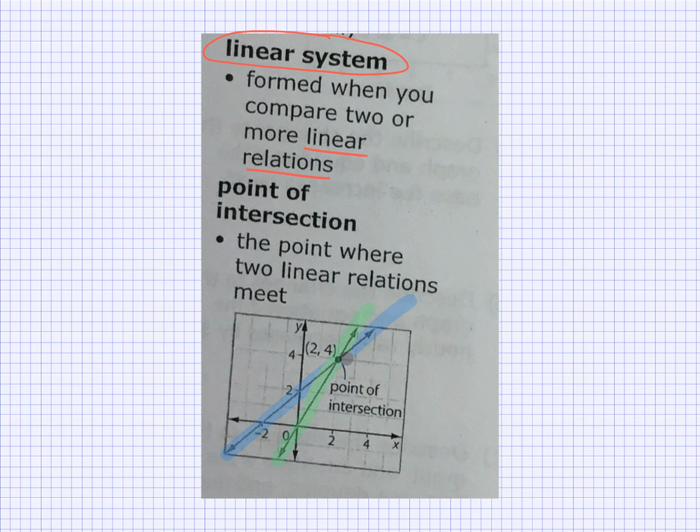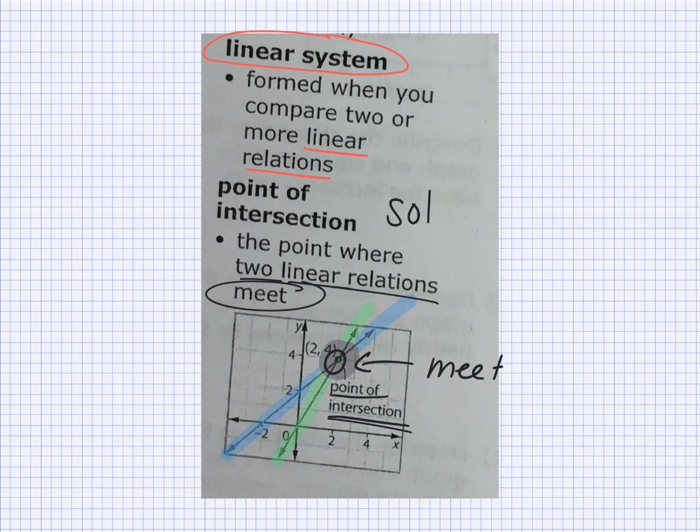What we're doing today is we're looking for the point of intersection. It's just what it sounds like. The point where the two lines intersect, where they meet. If you want to write that word on your paper: the point of intersection is the point where two linear relations meet. And that point is the solution. It's the answer to the question.